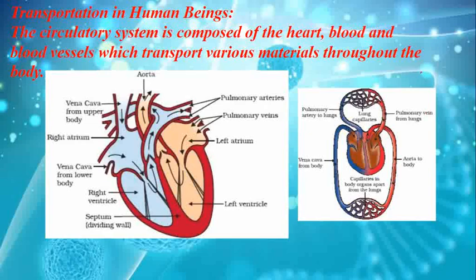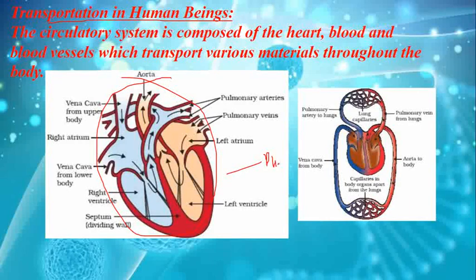So how does transportation take place? Basically we need to study about plants as well as humans. So let us study about humans. What happens in humans? There is a part called the heart. You might have heard about it. This organ is also called the pumping organ. It is called the pumping organ, right?